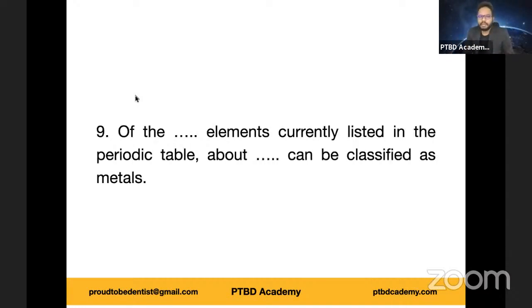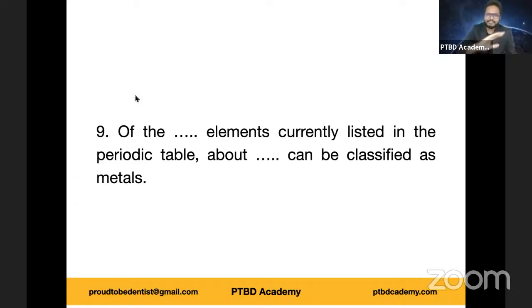Now let's move on to the penultimate question of the dash element. This is a general one, but also an interesting one, and I'm also going to present you another add-on interesting point to this. Periodic table, I'm sure we all mugged up periodic tables in our high school. So of the total dash number of elements currently listed in the periodic table, we need to update, right? We had gone through the periodic table some years ago, myself ages ago. It doesn't mean that I'm too old. So of dash elements currently listed in the periodic table, about dash can be classified as metals.